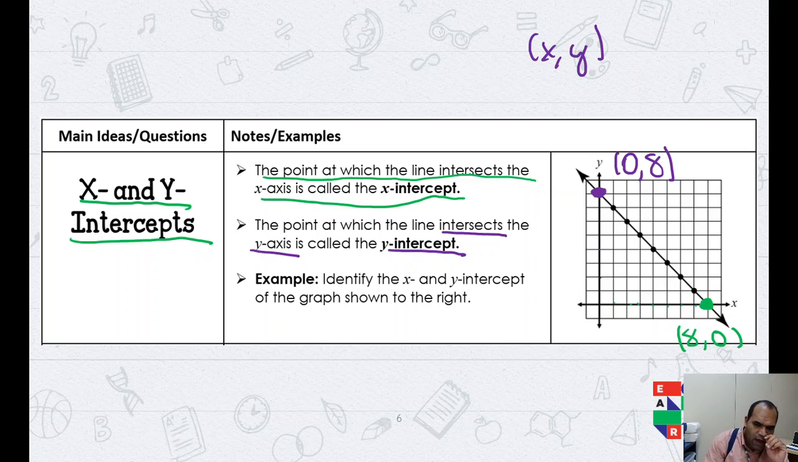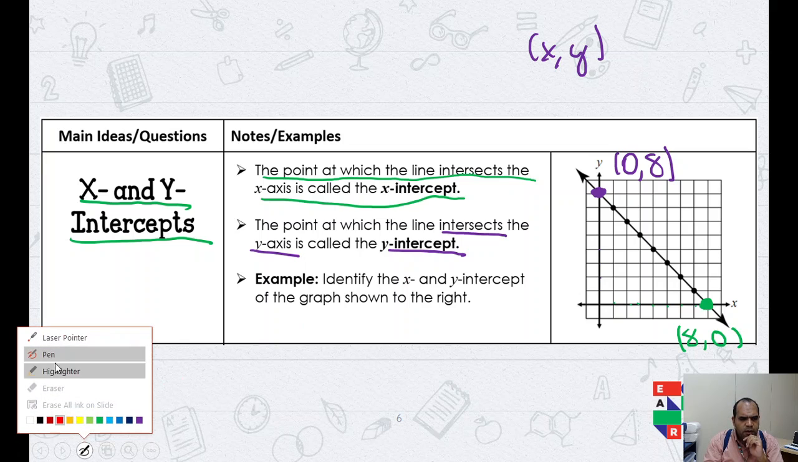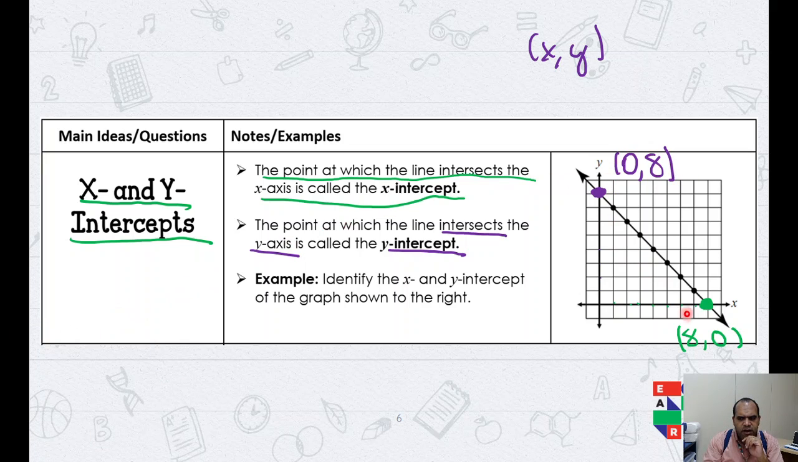Here we have some examples. I think you remember from our class: (0, 8) here on the top in purple, and (8, 0) on the bottom. Remember, ordered pairs are always x and y. X, comma, y, all the time.